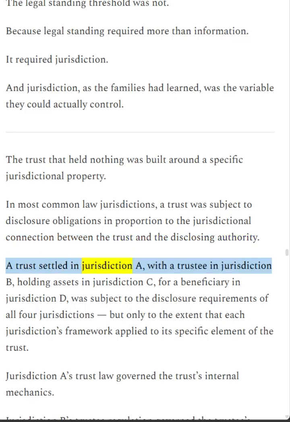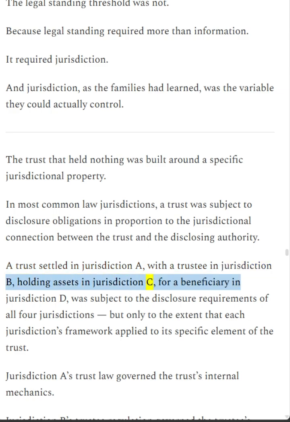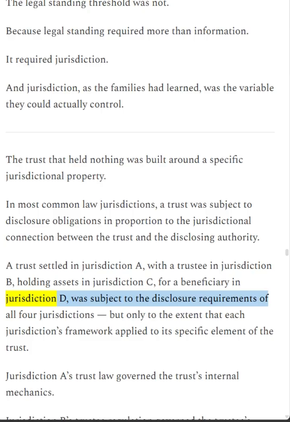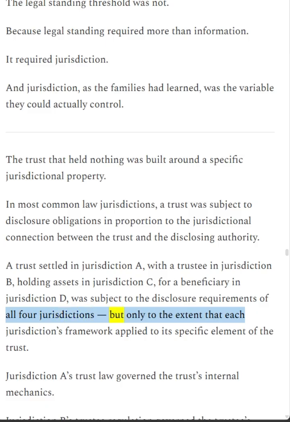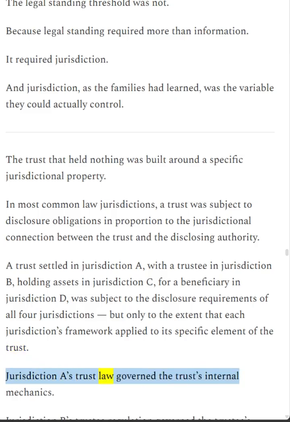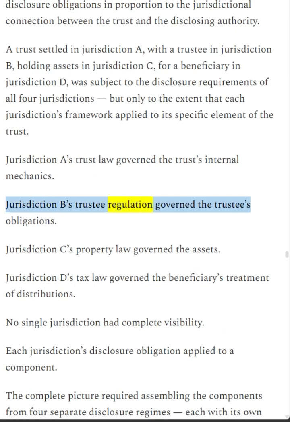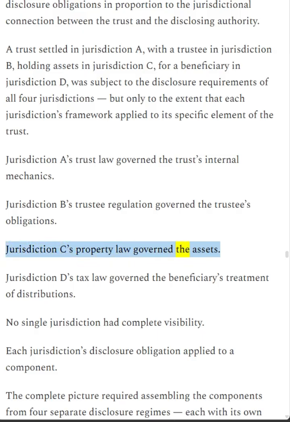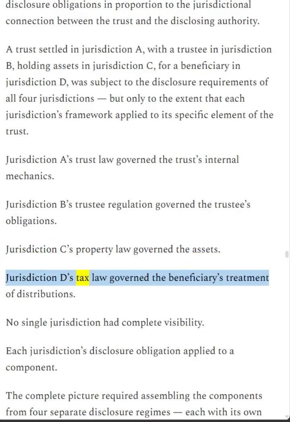A trust settled in jurisdiction A with a trustee in jurisdiction B, holding assets in jurisdiction C, for a beneficiary in jurisdiction D, was subject to the disclosure requirements of all four jurisdictions, but only to the extent that each jurisdiction's framework applied to its specific element of the trust. Jurisdiction A's trust law governed the trust's internal mechanics. Jurisdiction B's trustee regulation governed the trustee's obligations. Jurisdiction C's property law governed the assets. Jurisdiction D's tax law governed the beneficiary's treatment of distributions.